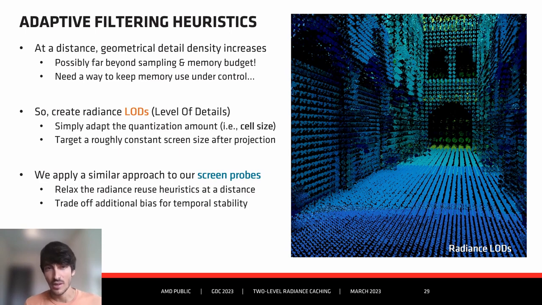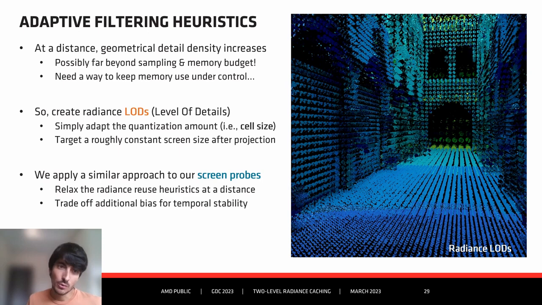And the traditional solution for this is creating LODs, level of details. It's super easy to create LODs with hashing. You simply adapt the amount of quantization: increase the amount of quantization at a distance, in other words, your cell size. We do so in a way that targets a roughly constant size after projection on screen, and we work backwards to derive the size of the cell in world space. So it means you don't really need to tweak it. It's automatically determined for any scene scale.